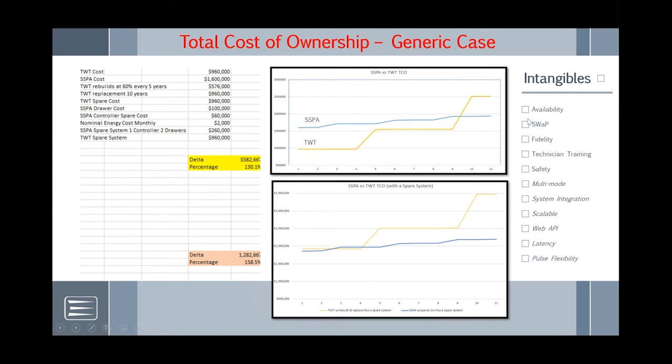The scalable system never went off air. The technician training is greatly simplified, and safety is improved. Pulse width, duty cycle, performance, on and on.